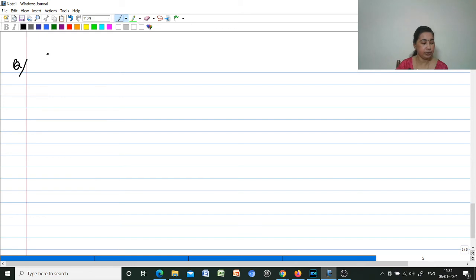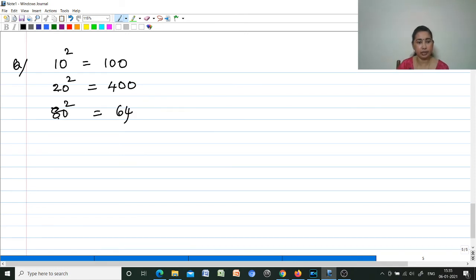Then next one, we have to check what is the square of 10. 10 square is 100. What about 20 square? If we square this 2, that is 4, and here 1 zero means in the square there will be 2 zeros. So 20 square is 400. Then what about 80 square? 8 into 8 is 64. Then here 1 zero, in the square there will be 2 zeros.